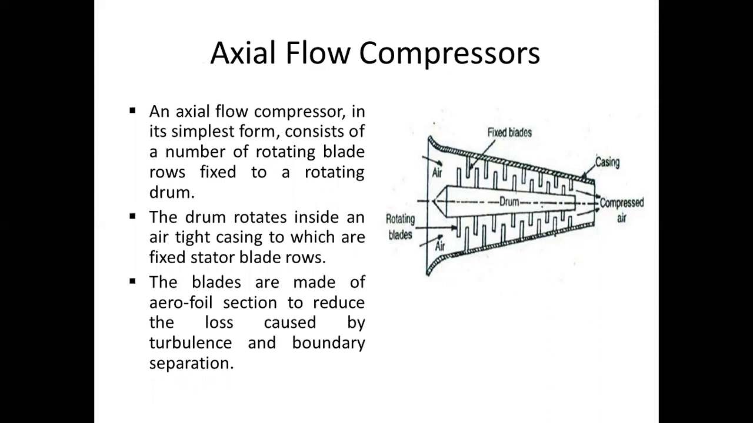Axial flow compressor. An axial flow compressor, in its simplest form, consists of a number of rotating blade rows fixed to a rotating drum. The drum rotates inside an airtight casing to which are fixed stator blade rows. The blades are made of aerofoil section to reduce the loss caused by turbulence and boundary separation. The mechanical energy is provided to the rotating shaft, which rotates the drum.